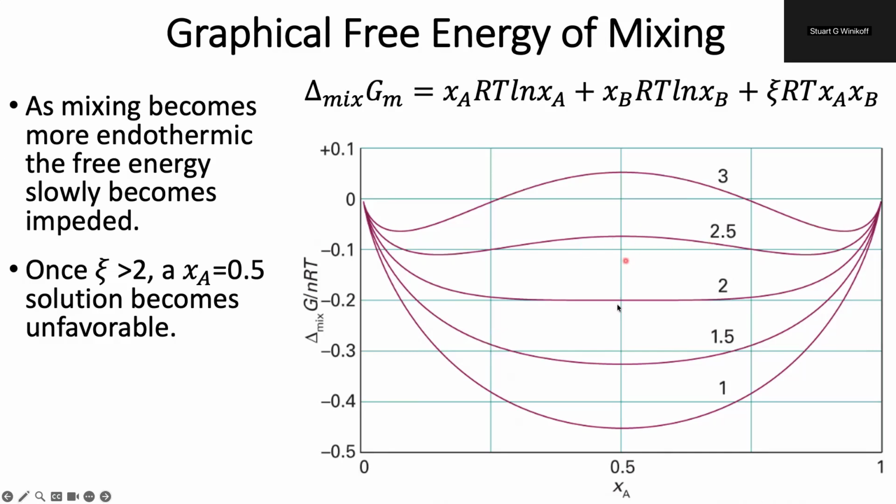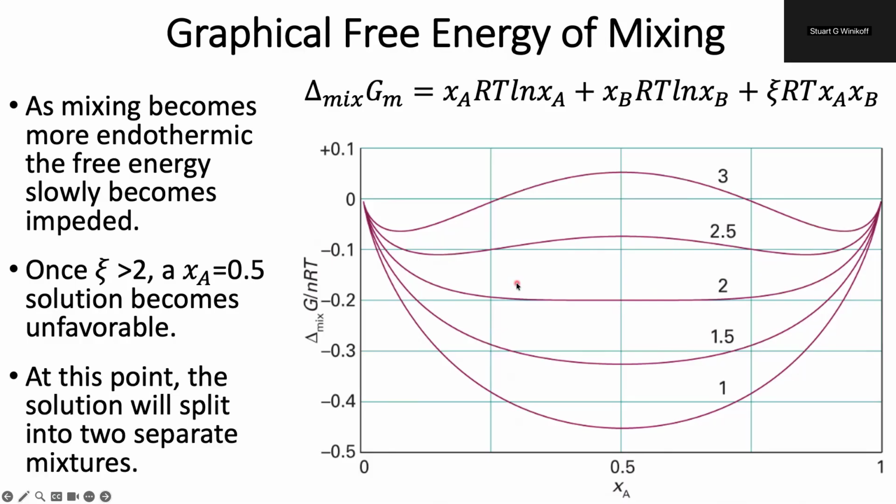Now, what that means is the most favorable mixture isn't just making an even 50-50 mixture. It's going to be making two different mixtures, one rich in A, one rich in B. And this actually becomes very important because then instead of one homogeneous solution, we're going to split into two separate mixtures. I want you to keep this in mind later in the chapter when we take a look at phase diagrams for liquid mixtures, as this becomes really important, and we'll revisit this idea.